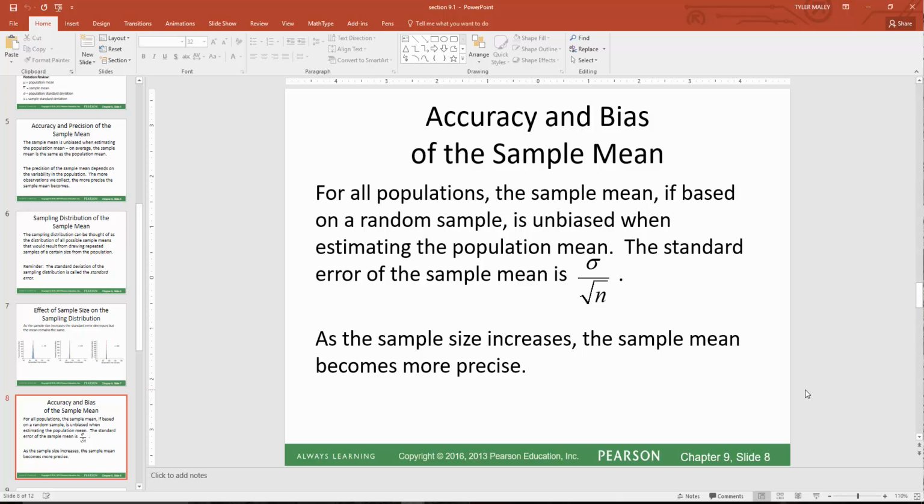So for all populations, the sample mean, if based on a random sample, is unbiased when estimating the population mean. In other words, the population mean is going to be equal to the mean that I would expect. But the standard error is going to be equal to sigma divided by the square root of n. So as the sample size increases, the sample mean becomes more precise.